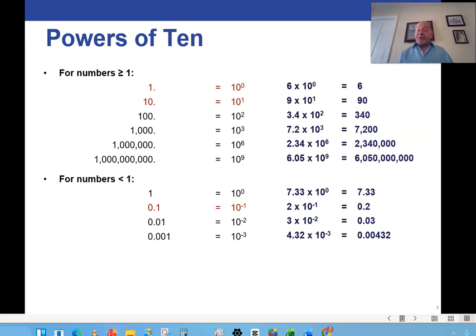So 4.32 times 10 to the minus 3 would be 0.00432. One way to think of this is this would be a little more than 4 1,000ths, and you would start writing the 4 in the third position.